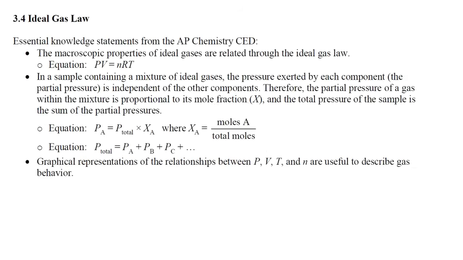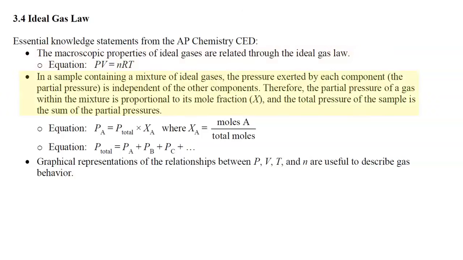Topic 3.4, Ideal Gas Law. Here are some essential knowledge statements from the AP Chemistry course and exam description. The macroscopic properties of ideal gases are related through the ideal gas law, and the equation is P times V equals N times R times T, where P is pressure, V is volume, N is number of moles, T is the absolute temperature, and R is the ideal gas constant.